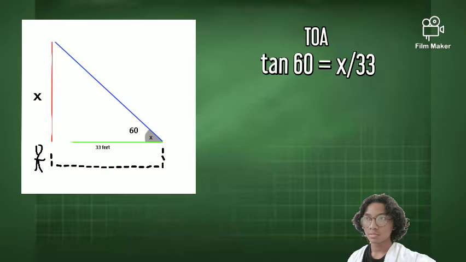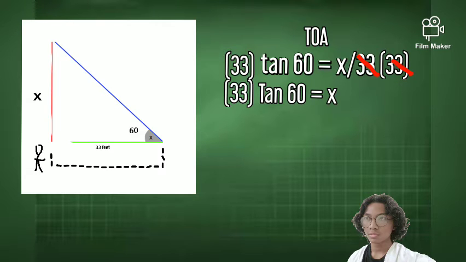Now, we actually solve. First thing we have to do is leave x alone, and then multiply both sides by 33. After that, we are now left with 33 times tangent 60 equals x. Now, with the help of a scientific calculator, do it in degrees by the way, we get our answer: 57.2 feet.